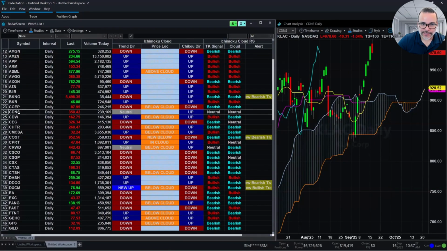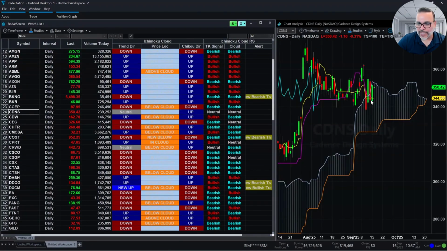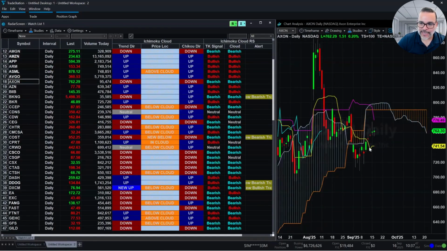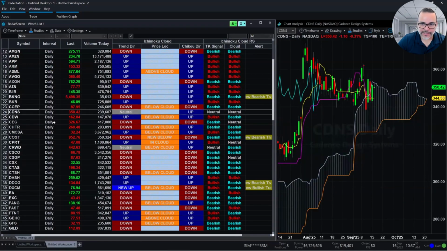Let's see what the neutral means. For the definition of neutral, I would have to look at the EasyLanguage code to see what it means, because a regular up is whenever the Tenkan is above the Kijun, and a down, for example, for Axon, is whenever the Tenkan is below the Kijun. So we are up or down. The neutral, I would think that, let's see, the two lines are within the cloud. Is that what neutral means? Here, it is the case for CDNS. The two lines are within the cloud. Let's take a look at this other one, which is CrowdStrike.